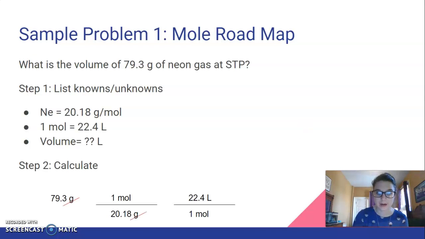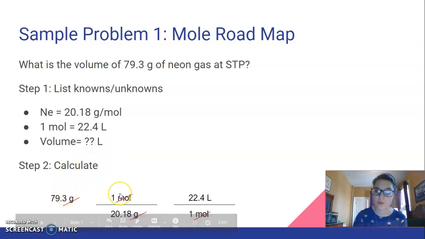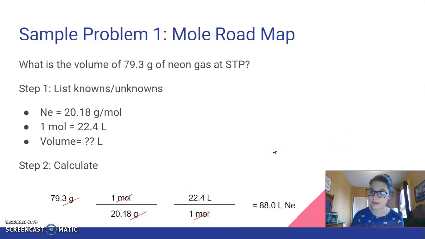So here, again, our grams are going to cancel out from that first conversion factor. Moles are going to cancel out in our second conversion factor. So now I can take this 79.3 grams, multiply by 1 mole, divide by 20.18 grams, multiply by 22.4 liters, divide by 1 mole, and my calculator should put out 88.0 liters of neon.